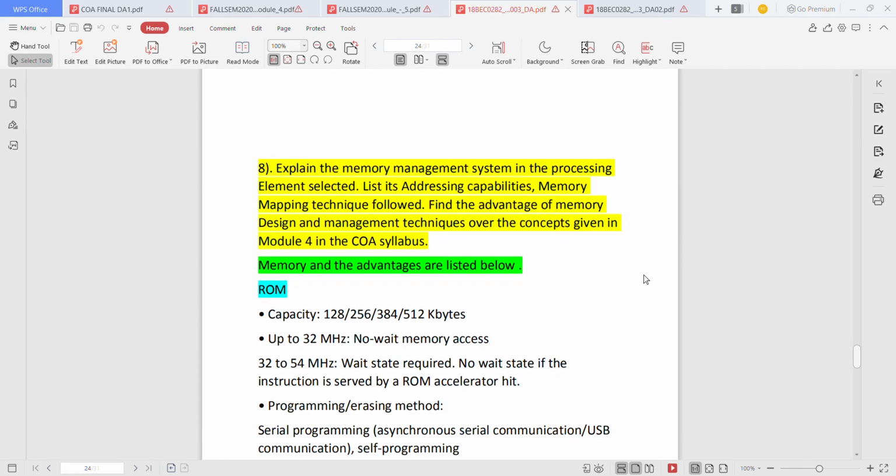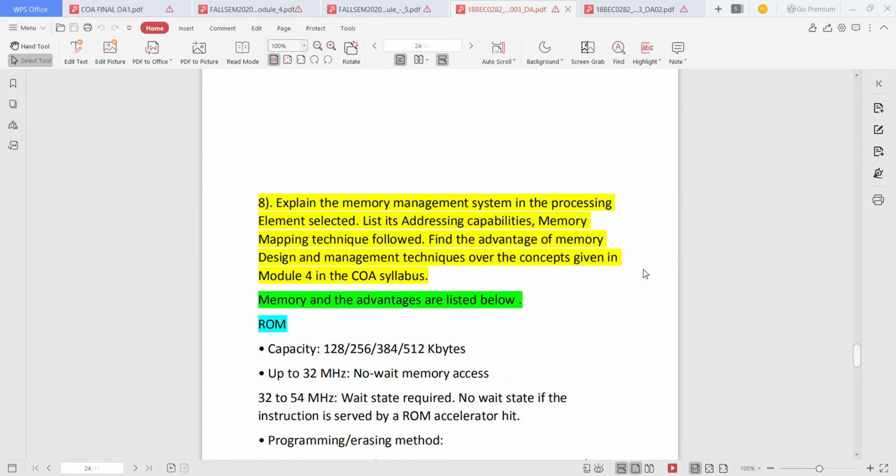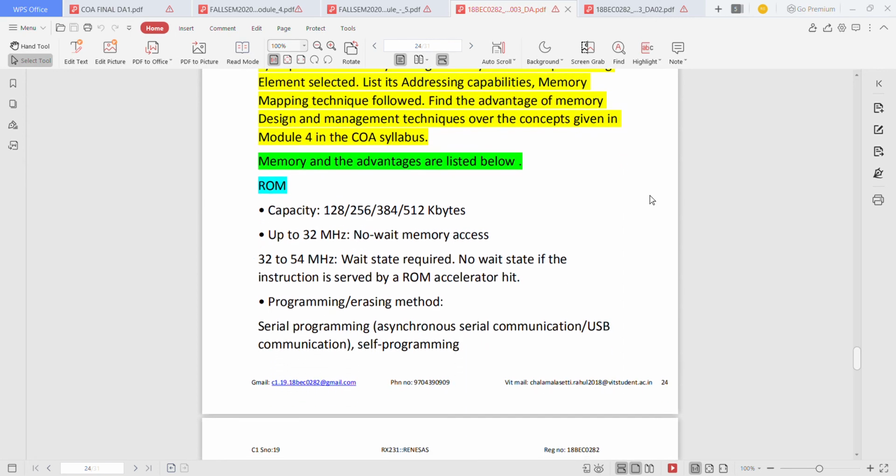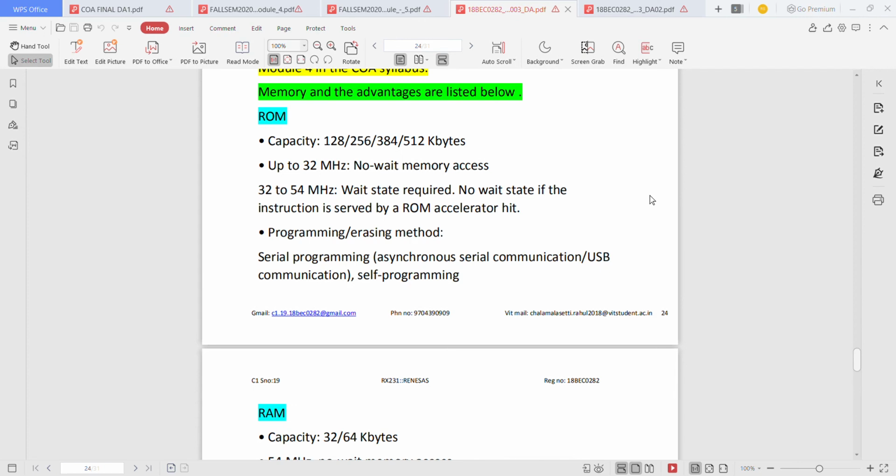And the next thing we are going to discuss is the memory management system of the processing element selected, its addressing capabilities, and the memory mapping technique followed. The memory and its advantages are listed below. ROM, which is read-only memory, has a capacity of 128, 256, 384 or 512 kilobytes, up to 32 megahertz no wait memory access, and programming or erasing method, serial programming or self-programming.